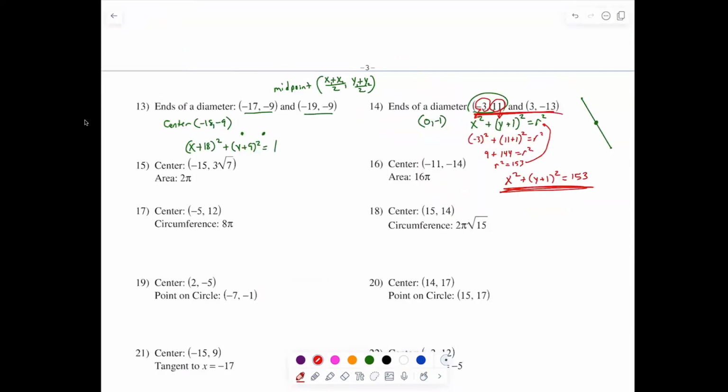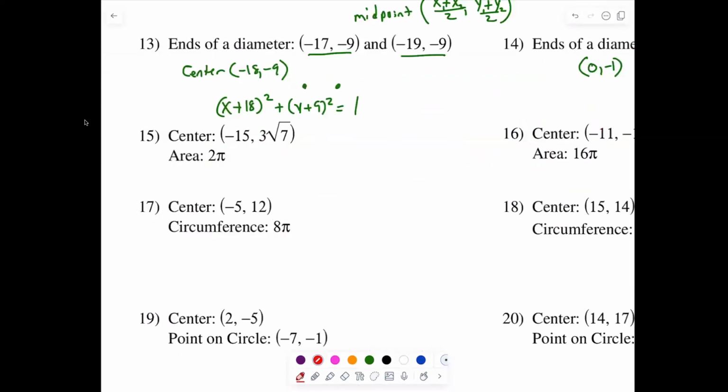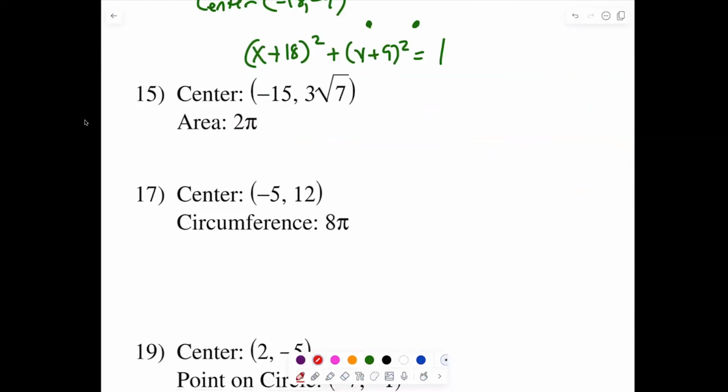Okay, so let me help you with 15 because all these are kind of important. Everybody's looking at 15. Everybody should be able to write it real quick, right off the bat. So I have X what? Plus 15 squared plus what? Y minus 3 radical 7 squared equals R squared. Do we agree?